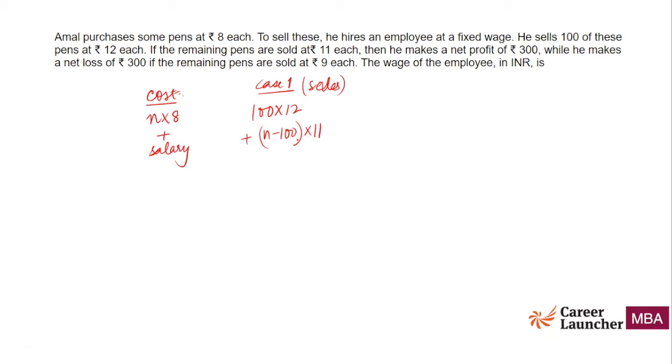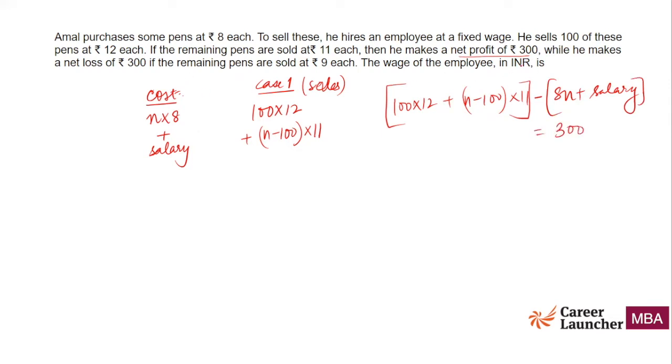So which is larger, the cost or the sales here? He makes a net profit of 300. So that means the sales are higher. So the difference between these two is 300. So we can write 100 into 12 plus n minus 100 into 11 will give us 8n plus salary. Let's subtract so that it makes more sense. Sales minus cost is given as 300.